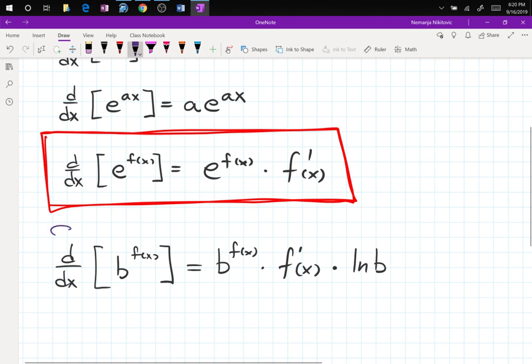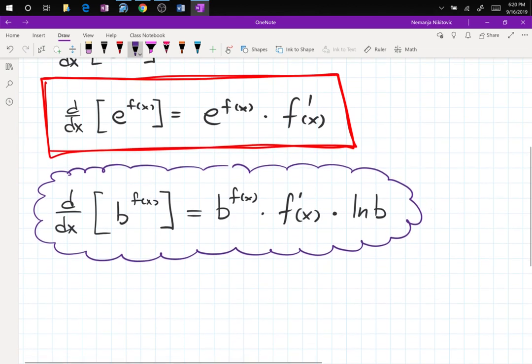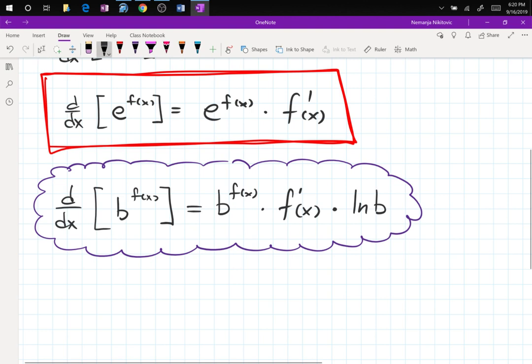Now, I am going to put this one in a cloud because this is your Calc 2 new formula. But as I said, good luck finding it pretty much anywhere in your later work in life. That one you know for the exam. But look at this. Like control C, control V times f prime. Control C, control V times f prime times ln b. It's like, you already know it to some extent. Just add the ln b at the end.